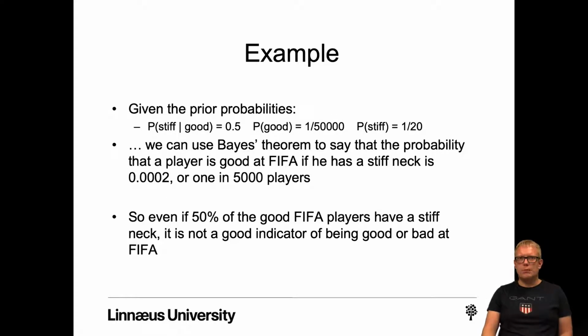So given these prior probabilities, we can use Bayes' theorem to say that the probability that a player is good at FIFA if he has a stiff neck is 0.0002, or roughly 1 in 5,000 players. So even if 50% of the good FIFA players have a stiff neck, it's not a very good indicator of being good or bad at FIFA.